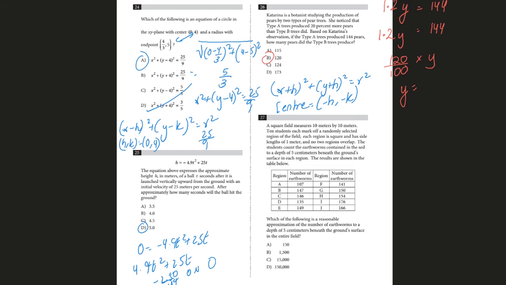Okay. A square field measures 10 meters by 10 meters. 10 students each mark off a randomly selected region. Each region is a square and has a side of 1 meter, and no two regions overlap. The students count the earthworms contained in the soil to a depth of 5 centimeters beneath the ground in each region. Which of the following is a reasonable approximation of the number of earthworms to a depth of 5 centimeters beneath the ground surface in the entire field?